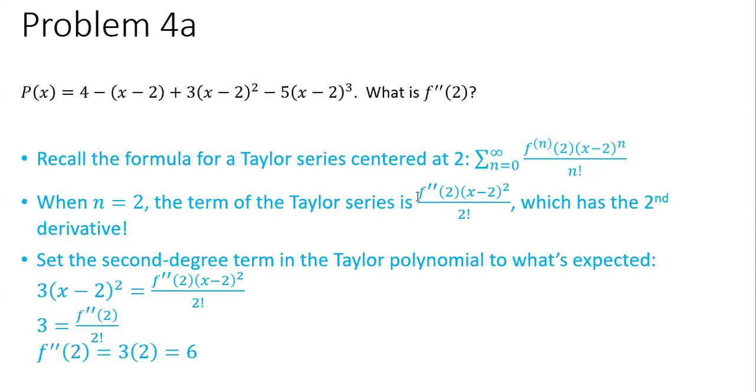We've got to match this term with some term in here, which we probably want to match with the second degree term. So we set this equal to this over here: 3 times (x minus 2) squared equals this guy. The (x minus 2) squared terms would cancel, right? So we can move this 2 factorial to this side. 2 factorial is 2, so f double prime of 2 is 6. This was pretty simple if you were able to think it through.